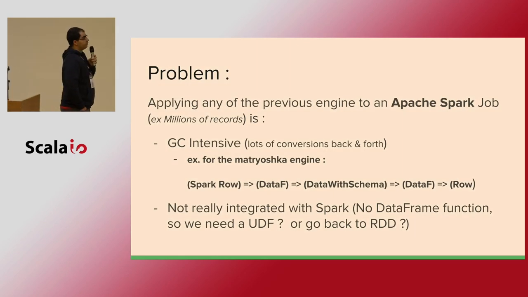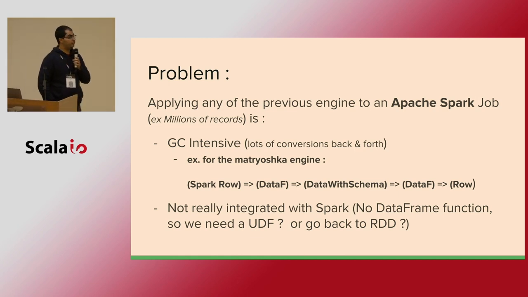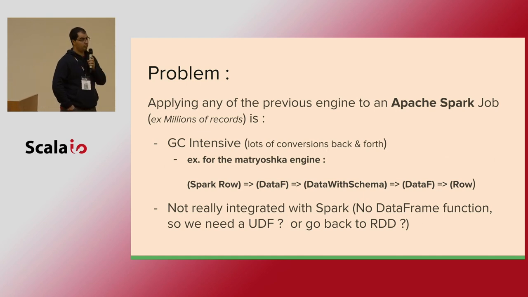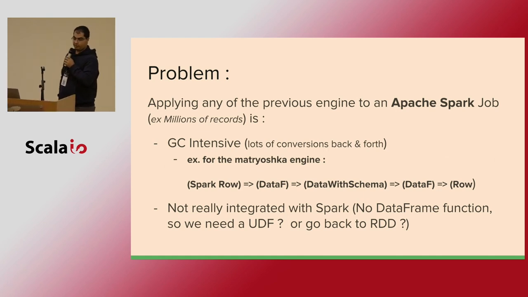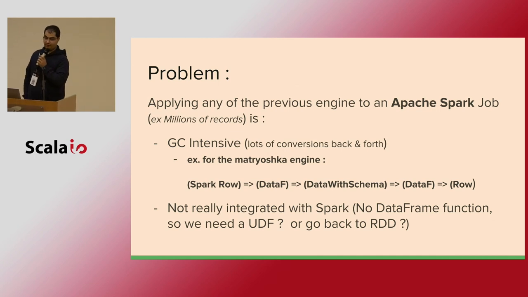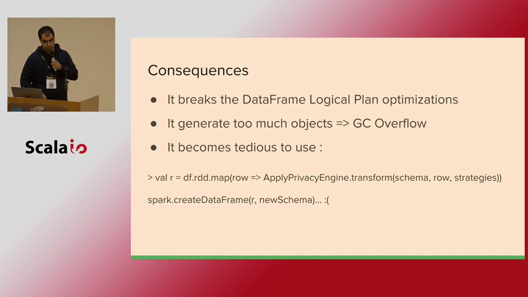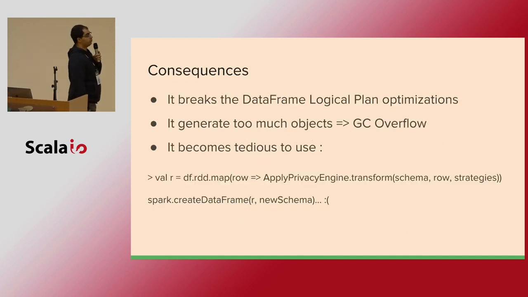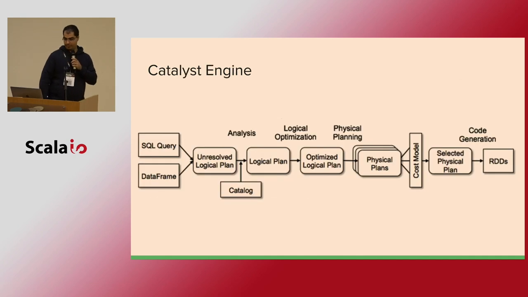Applying any of the previous engines to an Apache Spark job is GC intensive. Why? Because we need to transform from, for example, a Spark row to a data functor, and then back to my ADT for the Matryoshka engine, and then back to the data functor, and then back to a Spark SQL row. This is pretty inefficient. It's not really integrated with Spark. I have to go back to RDDs. I have to break the logical plan optimization. It's tedious to use.